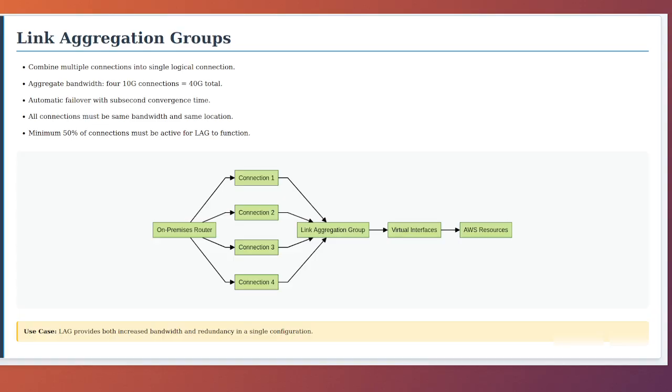You can create a LAG with new connections or convert existing connections into a LAG when you create a new LAG. You specify how many connections you want, and AWS provisions them all together. If you already have standalone connections, you can migrate them into a LAG, though this requires some careful planning to avoid downtime. Typically, you would create a new LAG, establish new VIFs on it, migrate your traffic to the new VIFs, and then remove the old standalone connections.